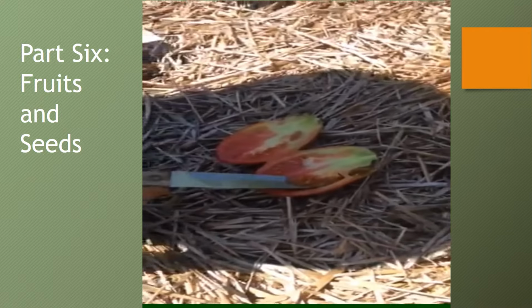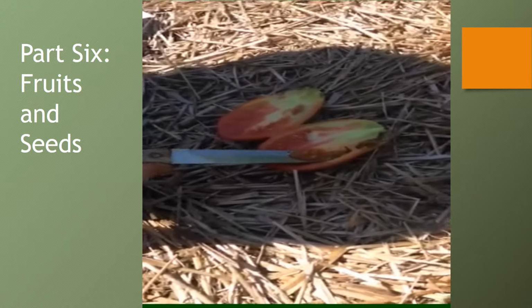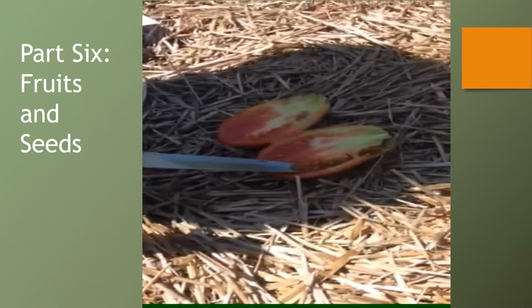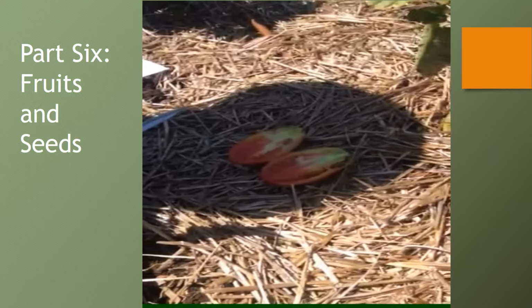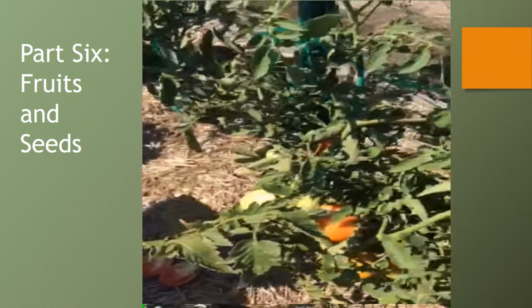So you thought a tomato was a vegetable? Well, it's not. It's a fruit because it has seeds. Vegetables are edible roots, stems, leaves, or flowers, and they do not have seeds.